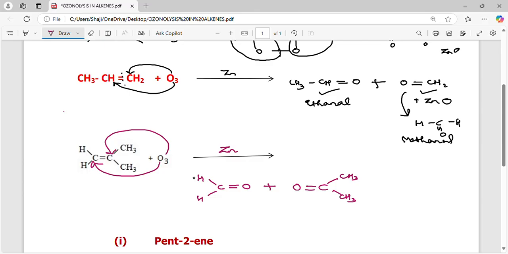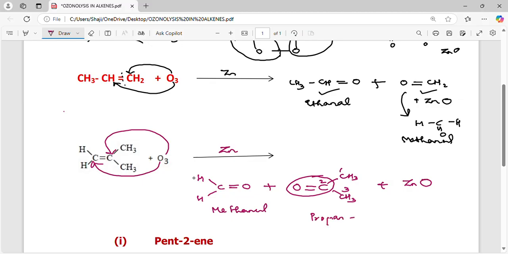So we don't need to change the position of the remaining species. Only the double bond breaks, and on either side of the double bond oxygen atoms are being added, and the third oxygen combines with zinc as zinc oxide. Here also we got the first product as methanal, which is HCHO, and the second product, you see, this is first carbon, second carbon and third carbon having ketone as a functional group. So this is propan-2-one.